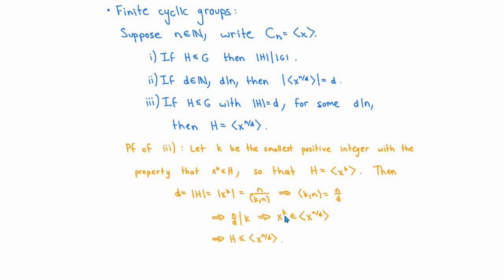Now if x to the k is an element of the group generated by x to the n over d, and if H is generated by x to the k, then that implies that all of H must be a subset of the group generated by x to the n over d. But these are two finite sets with order d, so if one is a subset of the other, then it means that they actually have to be the same. That establishes that any group of order d must be equal to the group generated by x to the n over d, and it completes our characterization of the collection of all subgroups of a finite cyclic group.